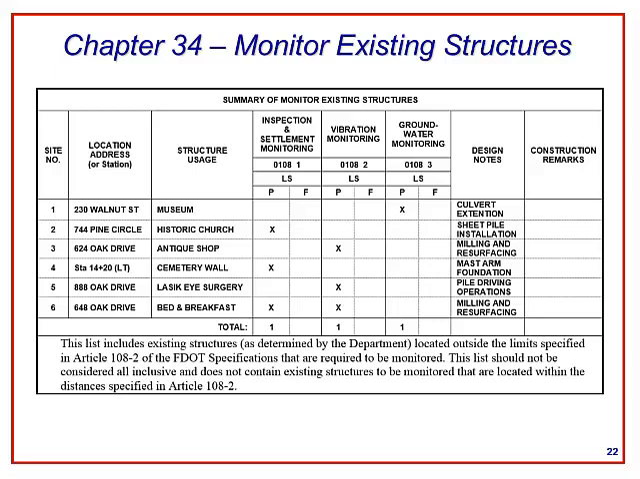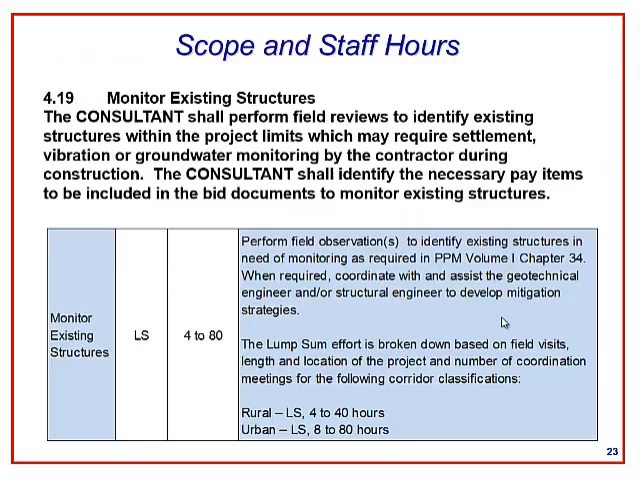This is the summary of monitor existing structures box shown here on the slide that would be placed in the summary of quantity sheets. Note that no matter how many structures are listed, this is a lump sum pay item and the total quantity is 1. The X only serves to identify what type of monitoring is required for the listed structure.